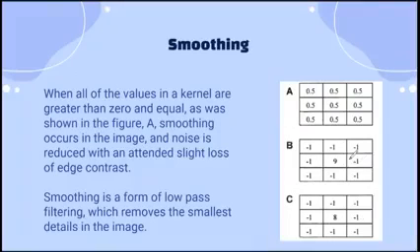And then now we go with smoothing. When all of the values in a kernel, when we say kernel, this is it, a 3x3 kernel, are greater than 0 and equal as was shown in figure A, smoothing occurs in the image as noise, and noise is reduced with an attendant slight loss of edge contrast. So when we do smoothing, there is reduction of noise, but the edge contrast or edge enhancement suffers a loss.